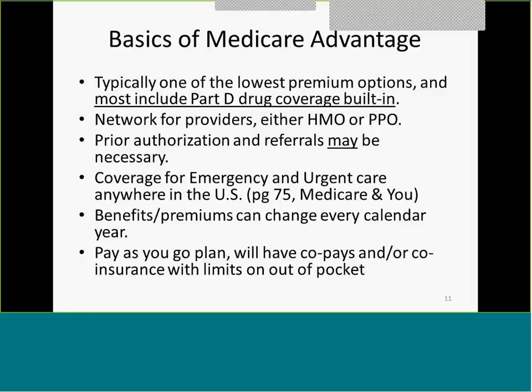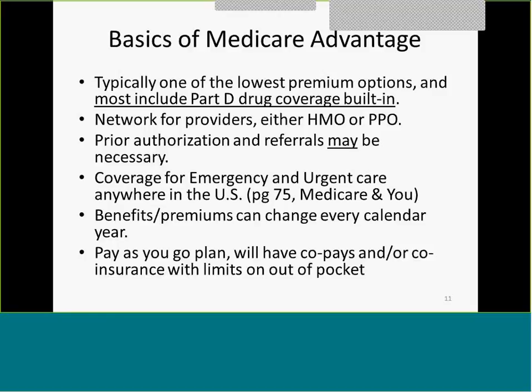Again, typically the lowest premiums, includes the Part D drug coverage built in. They are going to have a network, HMO or PPO. Chances are very good that they're going to have prior authorization, meaning they have to have their doctor get permission from the HMO plan and may need referrals. Always coverage for emergency and urgent care, and I make this section the page to the left. My words are escaping me. A footnote there for page 75 of Medicare and You where you can find that.